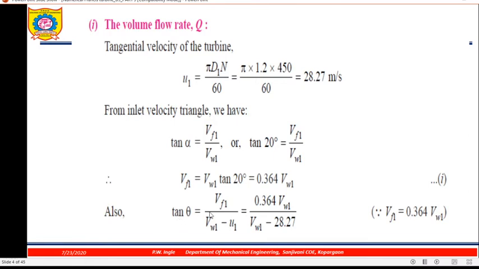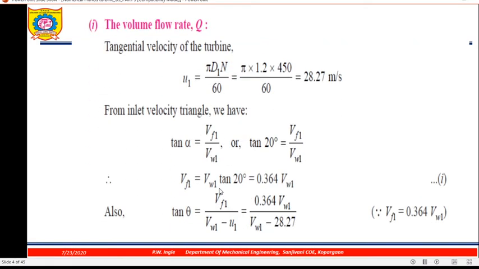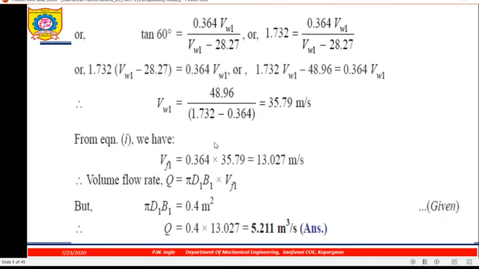Now what is tan theta? It is Vf1 upon Vw1 minus U1. So tan theta equals Vf1 upon Vw1 minus U1. Therefore, what is Vf1? It is 0.364 Vw1. So put here tan 60, and by solving this, you will get the value of Vw1. Now again from equation 1, Vf1 is 0.364 Vw1, so you will get Vf1. Now the volume flow rate is pi d1 b1 into Vf1.